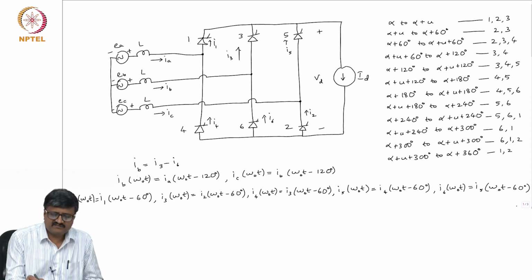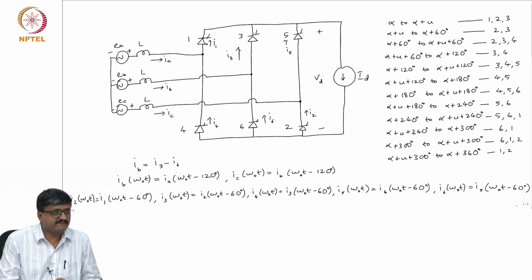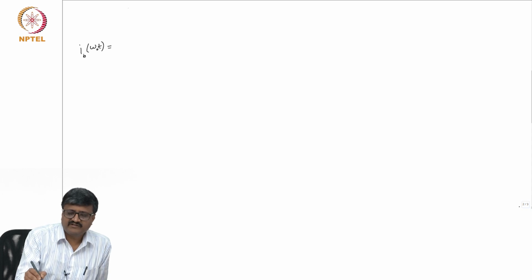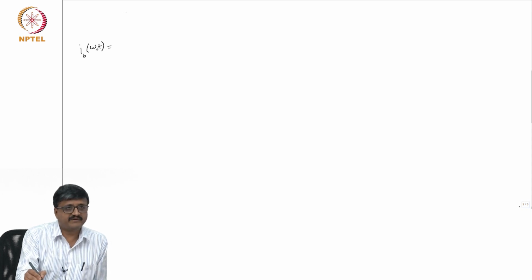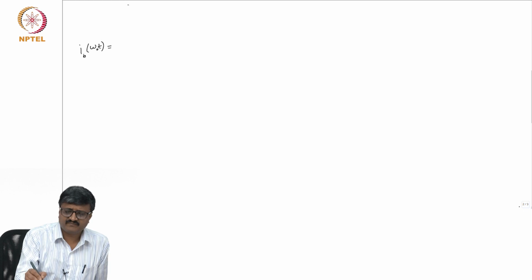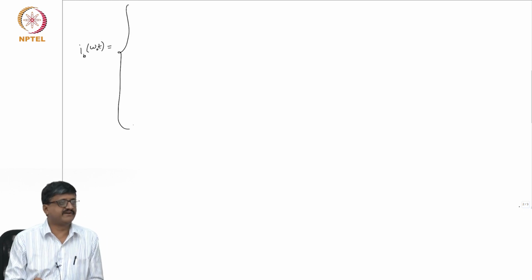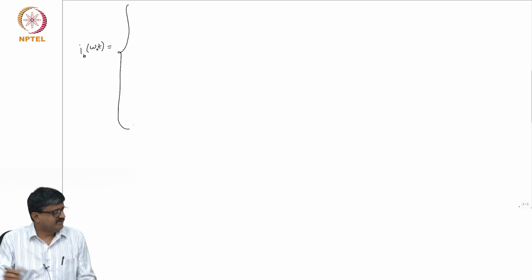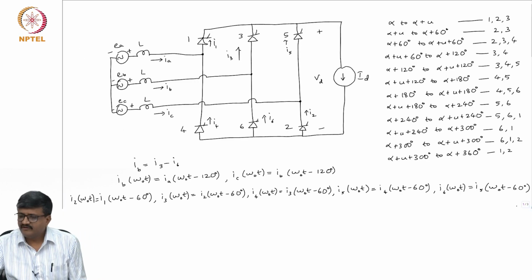What I will do is I will just restrict myself to IB, one of the phase currents. So, I am interested in the expression of IB as a function of omega OT. Let us try to get the expression in all the 12 subintervals. So, the first subinterval is alpha to alpha plus u. So, what is IB from alpha to alpha plus u?